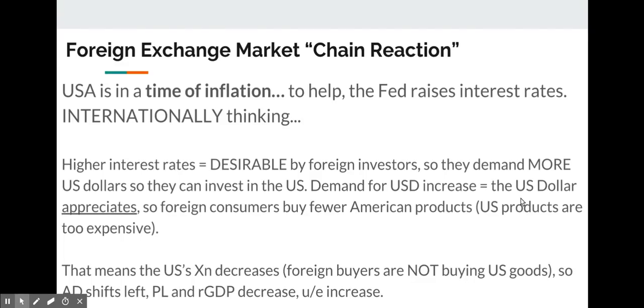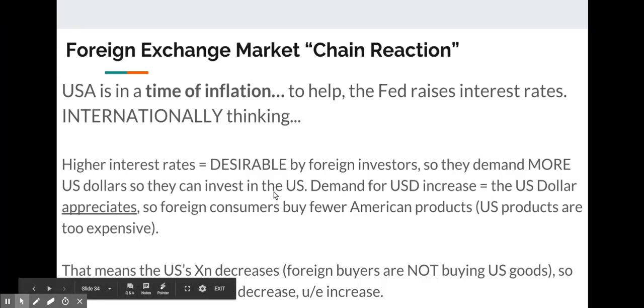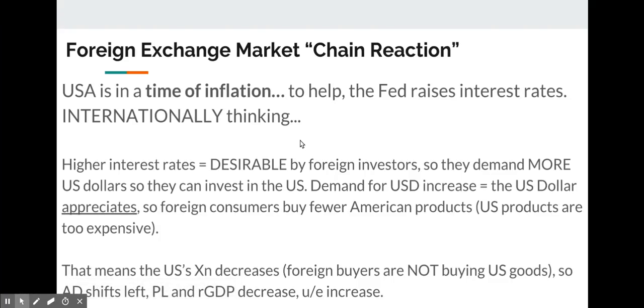This slide right here is just the exact opposite chain reaction. If the US is in a time of inflation, how does that impact interest rates? What does that do to foreign investors? To the value of the dollar, it appreciates. And so what does that do in terms of affecting foreign consumers? And then here's our chain reaction, once that annoying little slide thing goes away.